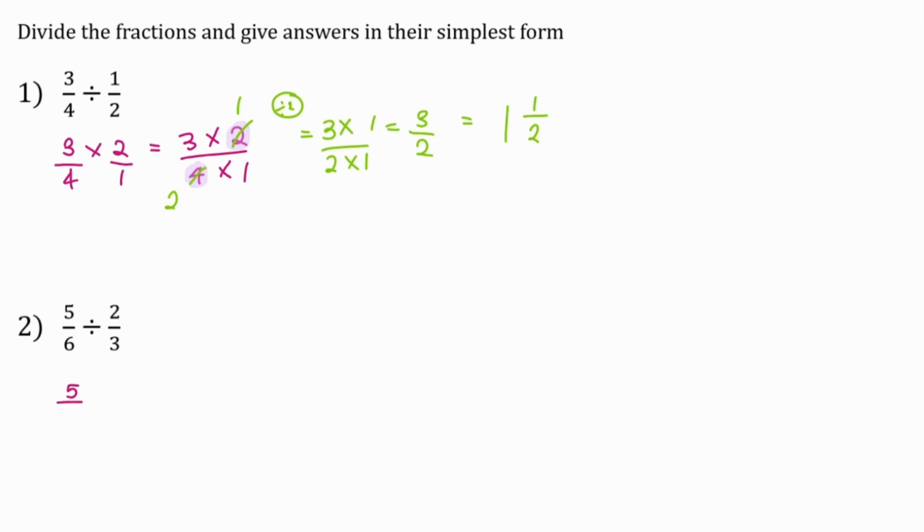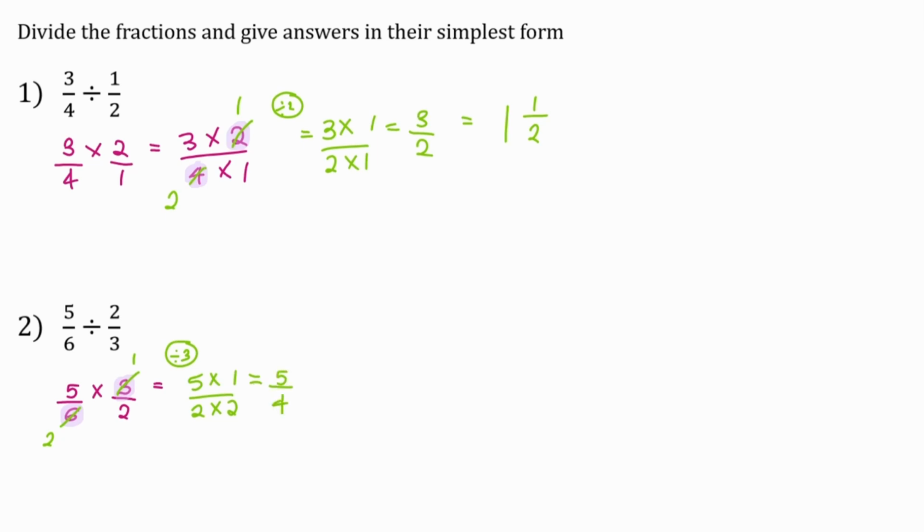For number 2, again, I'm going to keep my first fraction as 5/6. I'm going to change my division to a multiplication, and I'm going to flip the second fraction into its reciprocal. And before I multiply out, I'm going to check if I can simplify the numerators and denominators. And I have got 3 and 6, which both appear in the 3 times tables. So the common factor is 3, and I can divide both of these numbers by 3. So 3 divided by 3 is 1, 6 divided by 3 is 2, and I can write this as 5 times 1 over 2 times 2, which gives me 5 over 4.